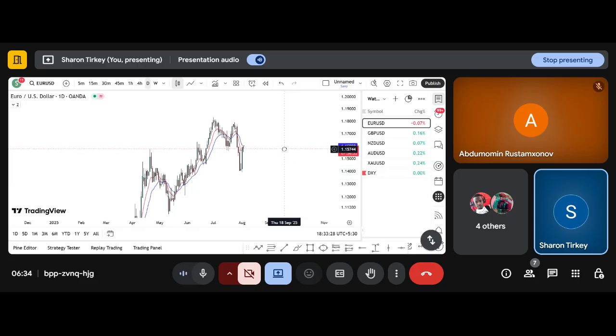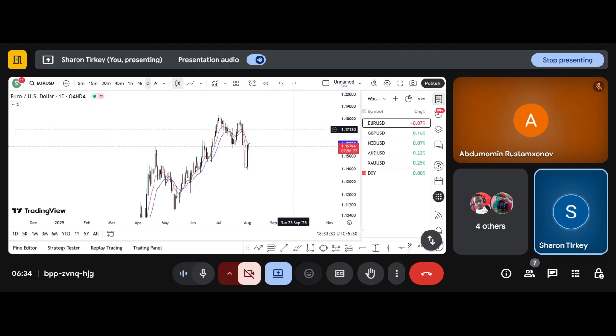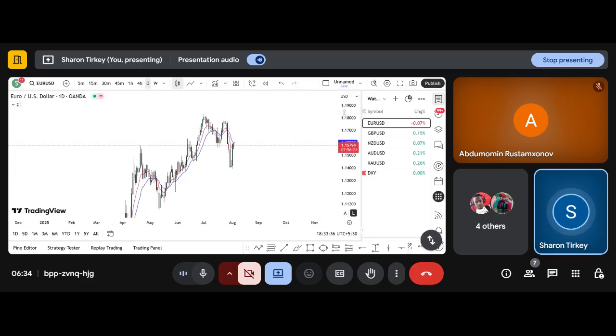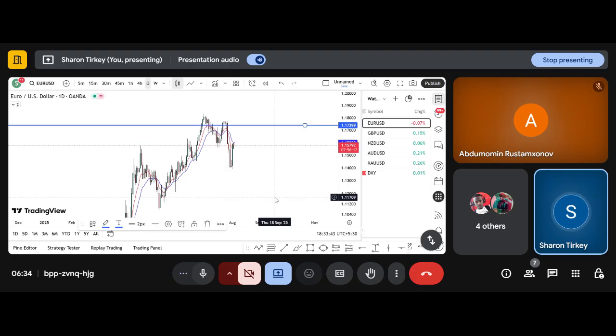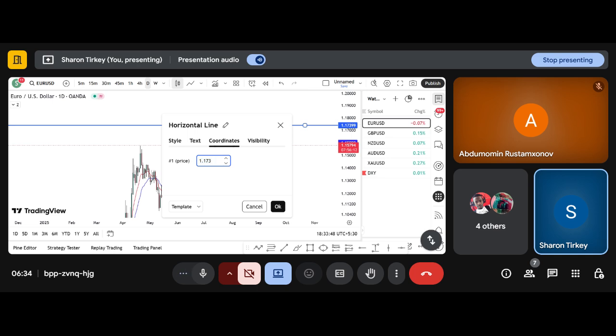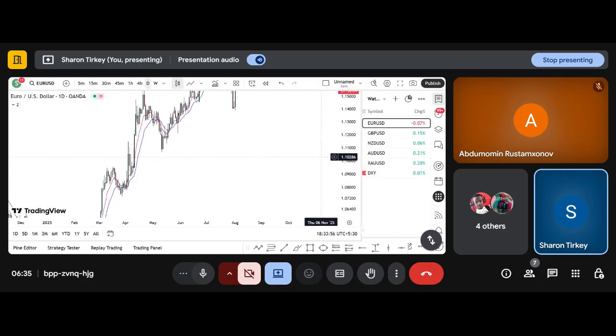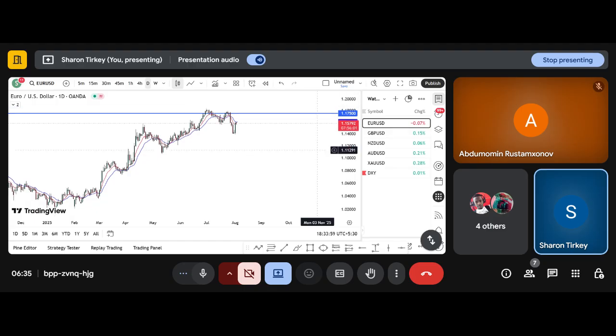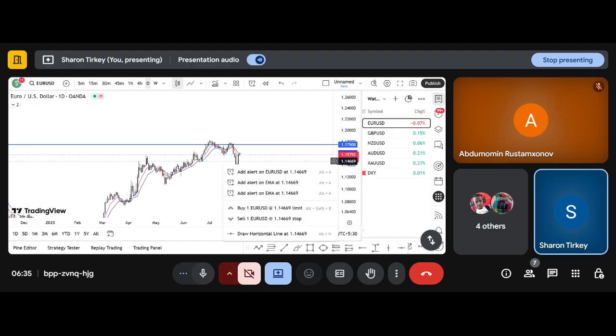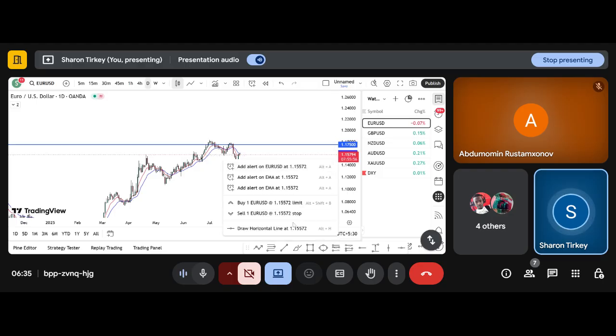Okay, so now go to the technical analysis first. The first one is support and resistance. You need to understand support and resistance. Here you see I drew the support and resistance on the 1 day time frame. You see EUR/USD. This is our support, and here you see this is our resistance.